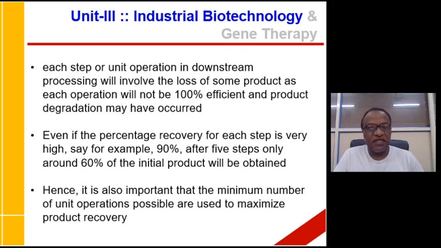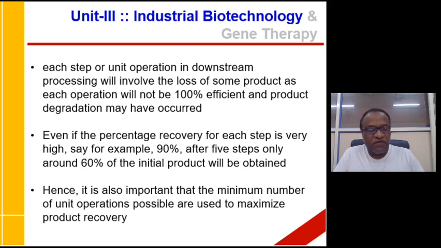So even if the percentage recovery for each step is very high, in the sense it will not reach the scale of 100%, say for example 90%. And in the subsequent steps of recovery and purification, say for example some 4 to 5 steps down the line, you may end up with only 60% of the initial product. So what you observe here is that there is a loss of some quantity of the product as each operation is not 100% efficient.